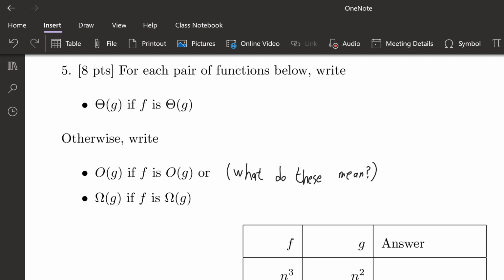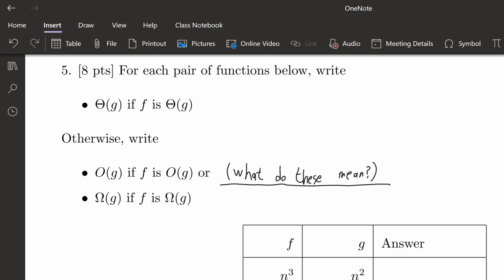Okay, question 5. For each pair of functions below, write theta of g if f is theta of g. Otherwise, write big O of g if f is big O of g, or big omega of g if f is big omega of g. And so I have gone ahead and written a little note. What do these mean, right? When we say f is big O of g, what does that mean?